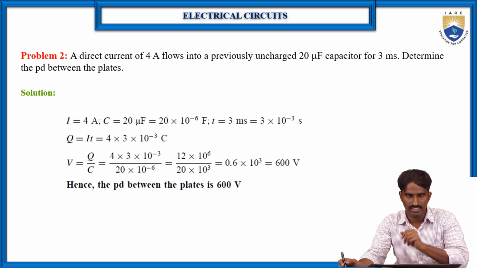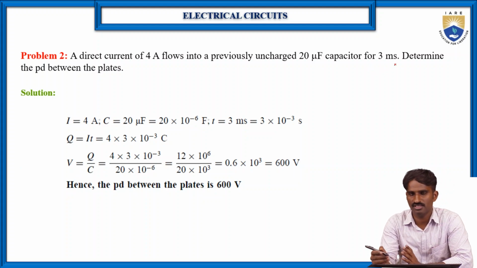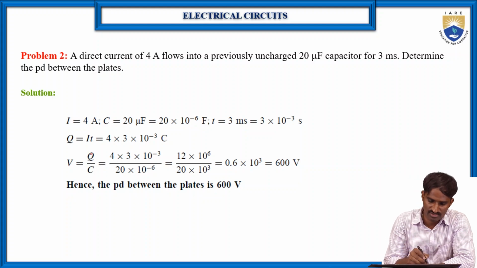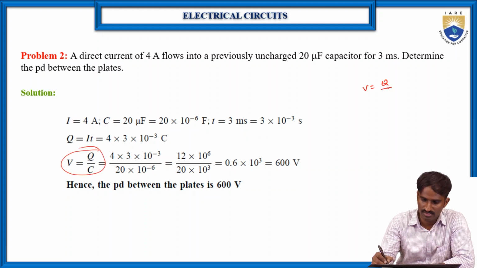Then the second question. In the second question, a direct current of 4 amperes flows into a previously uncharged 20 microfarad capacitor for 3 milliseconds. Then determine the potential difference between the plates. So actually they ask us to find the potential difference. The equation related to the potential difference that we know is V is equal to Q by C. But we know only C, and we don't know the value of Q directly.